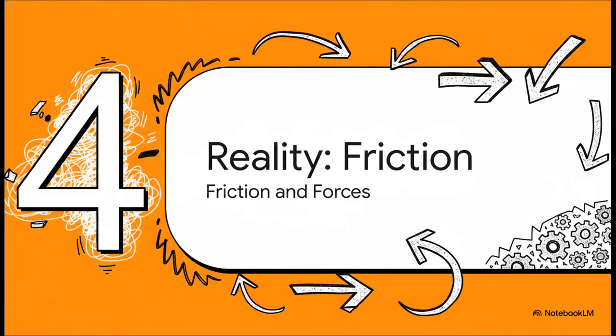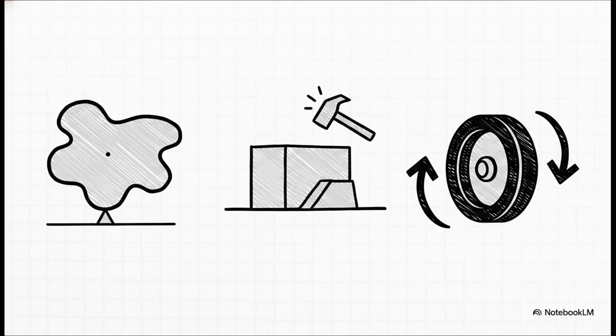That brings us to Section 4, Reality, Friction and Forces. So, perfect theoretical models are great, but we don't engineer in a vacuum. This section challenges you to step into the real world. You're going to calculate the center of gravity and mass for complex 3D composite bodies, meaning asymmetrical, weird shapes.